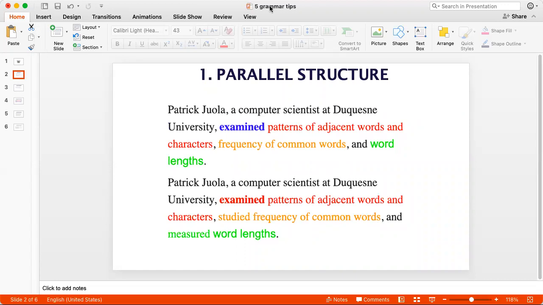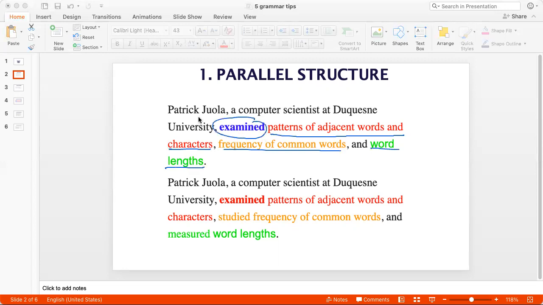Parallel structure means that if we have a list in a sentence, then every item of the list should follow the same grammatical rule or the same grammatical structure. For example, here I have Patrick Juola, a computer scientist at Duquesne University, examined patterns of adjacent words and characters, frequency of common words, and word lengths. Right? So I have a group of items that this professor examined: patterns of adjacent words and characters, frequency of common words, and word lengths.